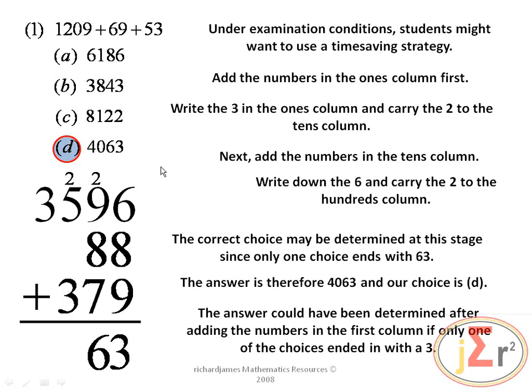So when we added the numbers in the ones column, we ended up with a number that ends with a 3. Now, right here we have two numbers ending with a 3. So the possible answers could be this one and this one. So all we need to do now is to add the numbers in the tens column and see what the digit is. The digit being a 6 means that this one is our correct answer.